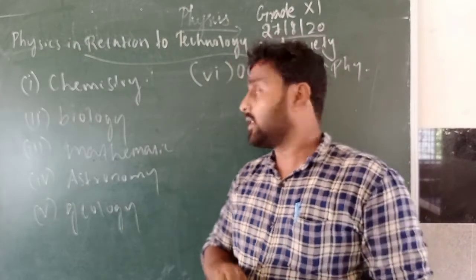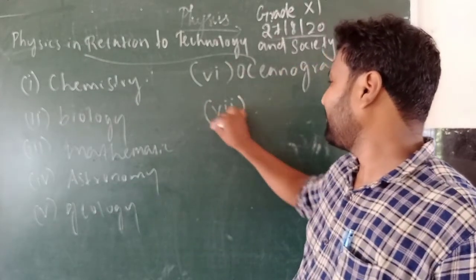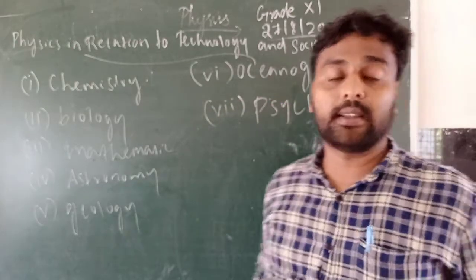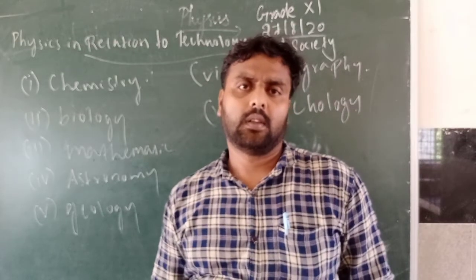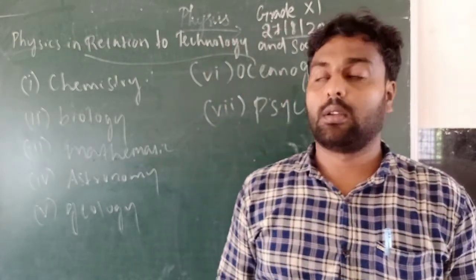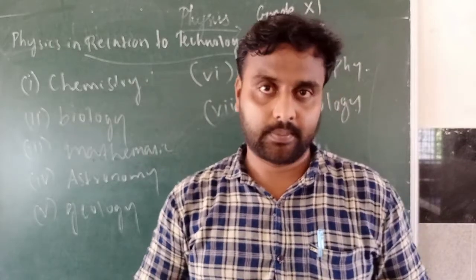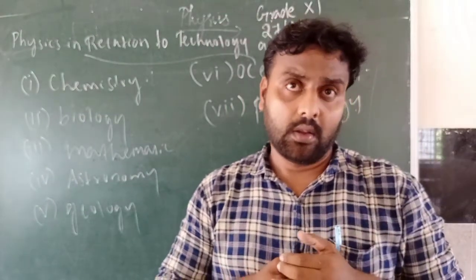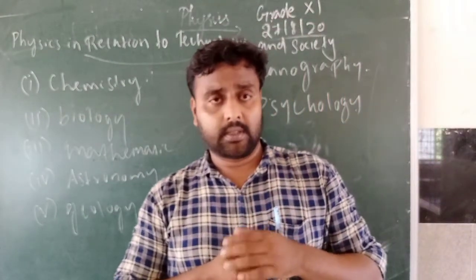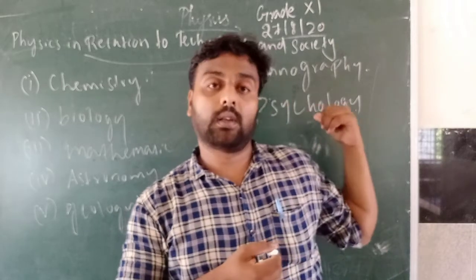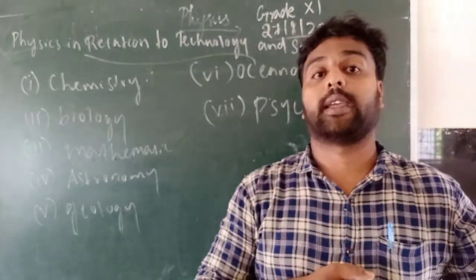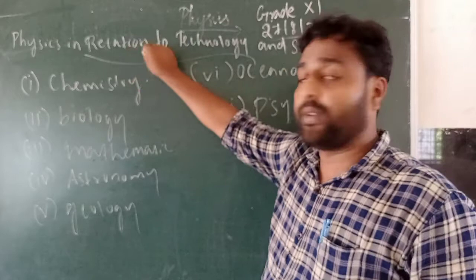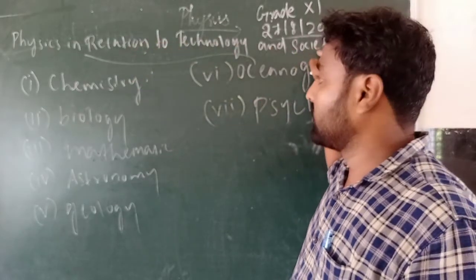The last one is physics in relation to psychology. For psychiatric treatment and so on, they use a transmitter to check the function of the brain. It is one of the greatest inventions. So that is physics in relation to psychology, and this is how physics relates to technology and society.